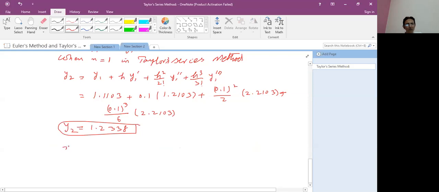So student, after that we will make a table. What is x? x is 0, y is 1, x is 0.1, and x is 0.2. At 0.1 y is 1.1103. At 0.2 it is 1.2338.